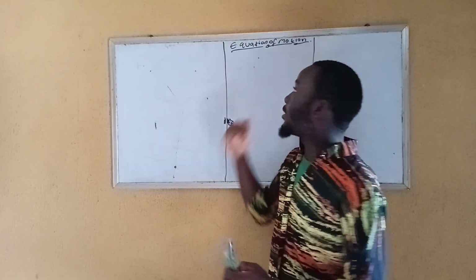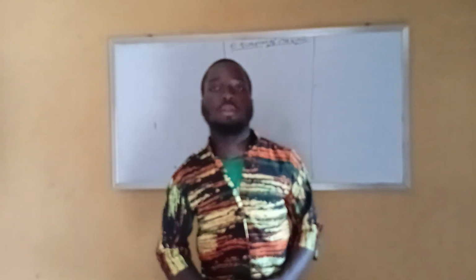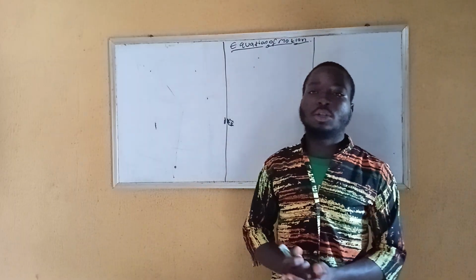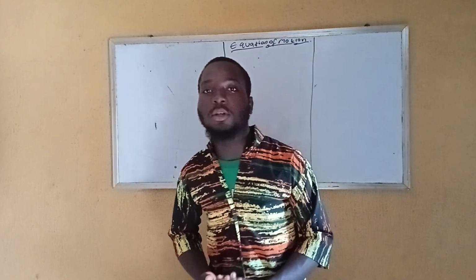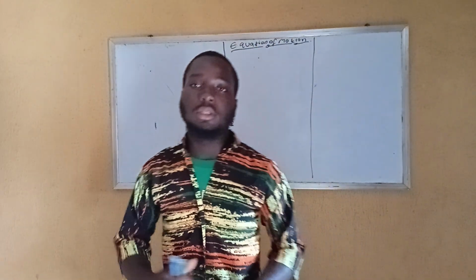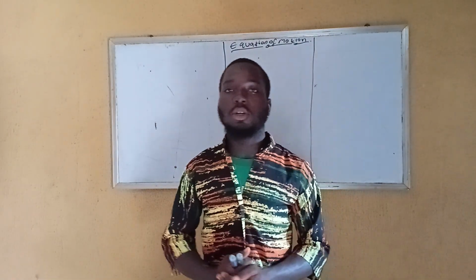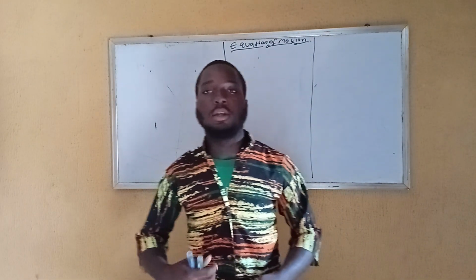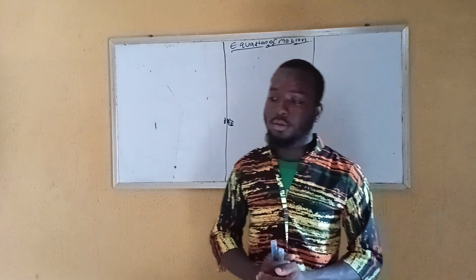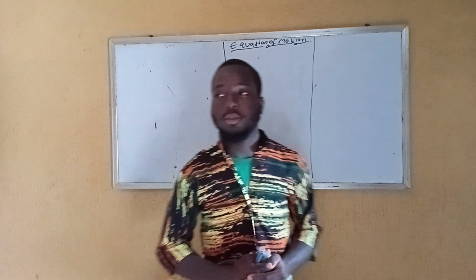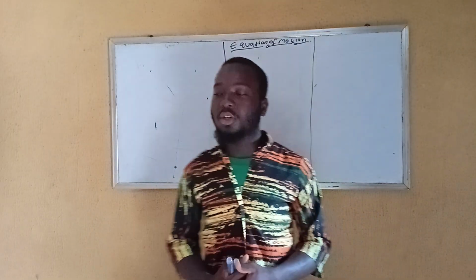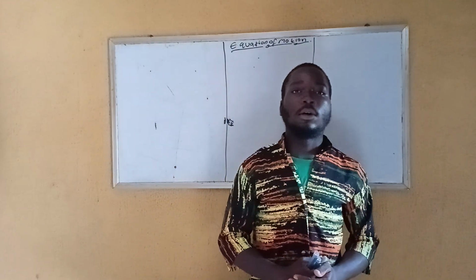Today, we are going to be talking about the equations of motion. What do you mean by equation of motion? It is a mathematical expression connecting your displacement, your acceleration, your velocity, and your time taken, and so on. You're all familiar with those terms. There are four equations of motion, and let's see how they are all derived.